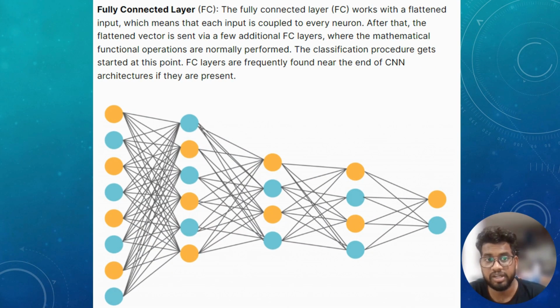Fully connected layer, also known as FC. The fully connected layer works with a flattened input, which means that each input is connected to every neuron. After that, the flattened vector is sent via a few additional FC layers where the mathematical function operations are normally performed. The classification procedure starts at this point. FC layers are frequently found near the end of a CNN architecture, if they are present.